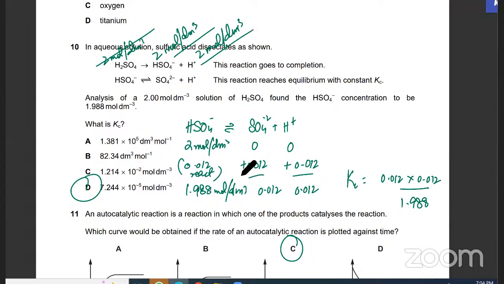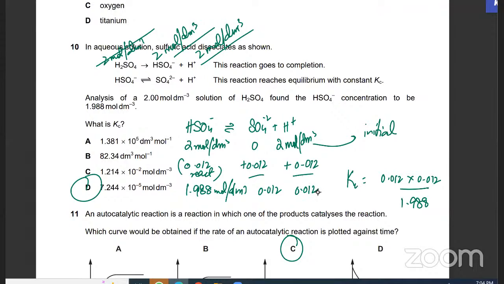So the mistake we made over here was that I assumed that these were my initial moles, right? So I assumed that HSO4 minus 1 is 2 mole per dm cube, but there's already H plus 1 present even before the second reaction happens. So this H plus 1 right at the beginning is 2 mole per dm cube, because 2 mole per dm cube of H plus 1 ions have already been produced in the first reaction. Is that clear?